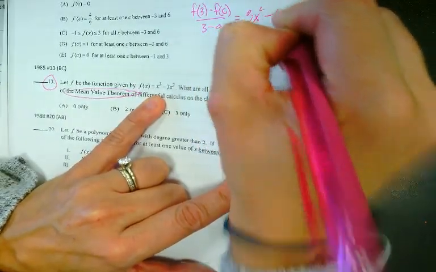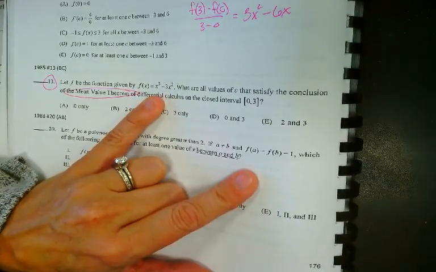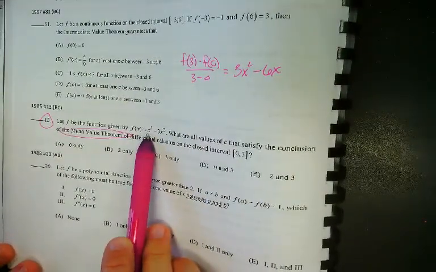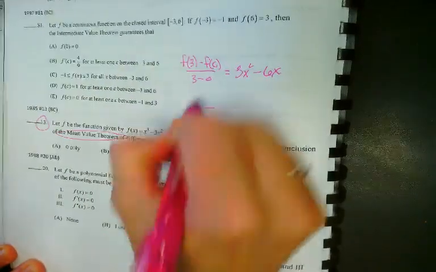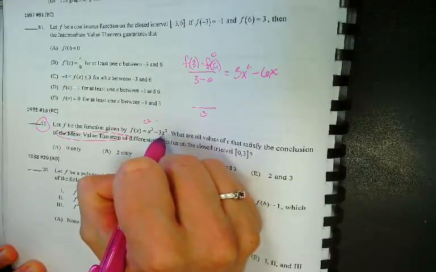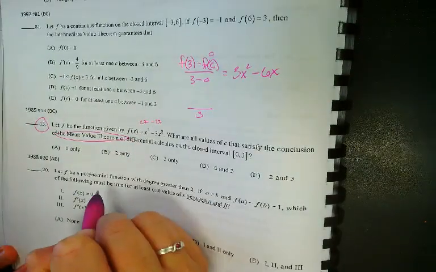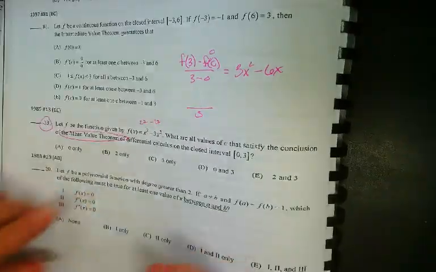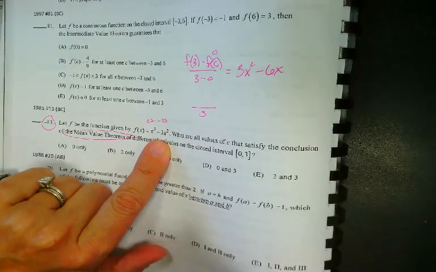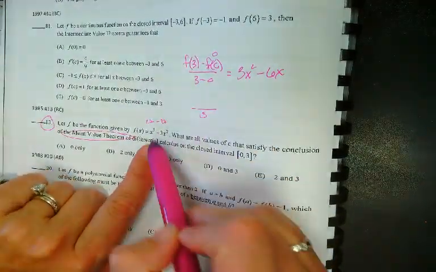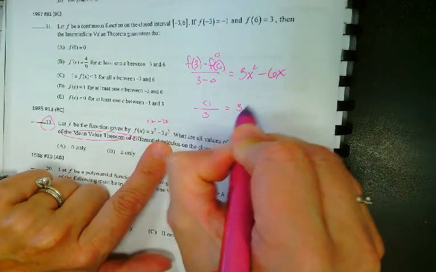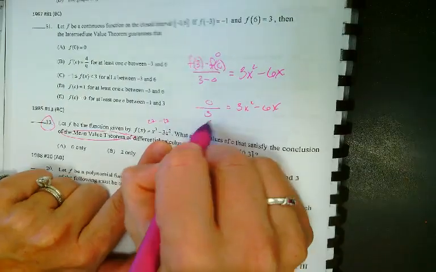Okay. Now again, you can plug a c in if you want, or you can just leave it as x. It doesn't matter. All right, so take a minute and evaluate f of 3 and f of 0. Are we getting 0? F of 3, I got 27 minus 27. F of 0 is obviously 0, so I'm getting 0 equals 3x squared minus 6x. 0 divided by 3 is still 0.